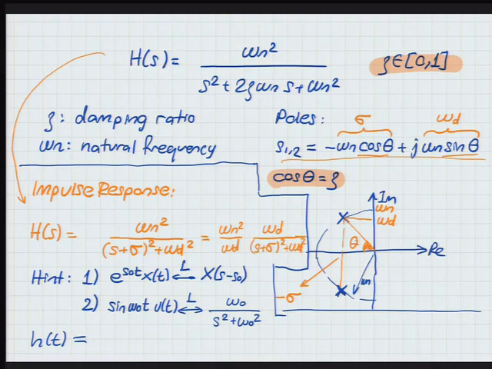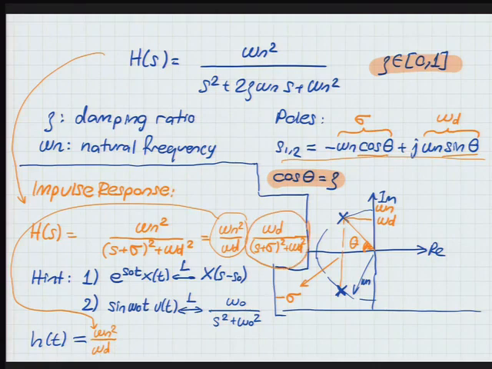Okay, I wrote one more thing that might be helpful. And I'll carry over this here. This is just a factor, omega d. Now you have no excuse not to tell me what the inverse Laplace transform of this is.